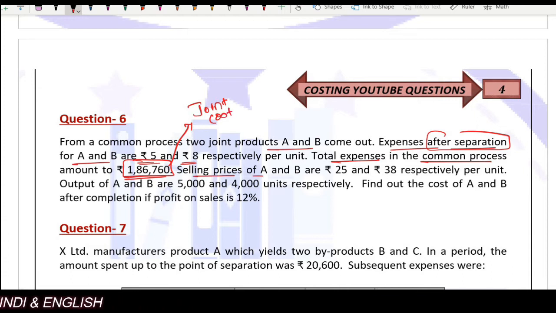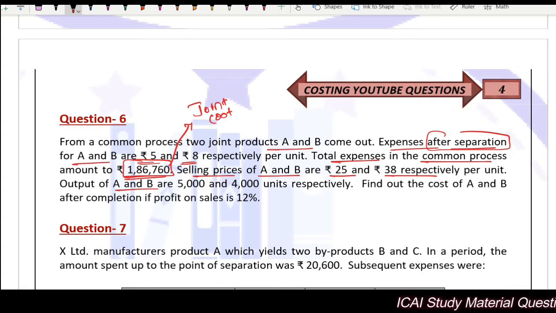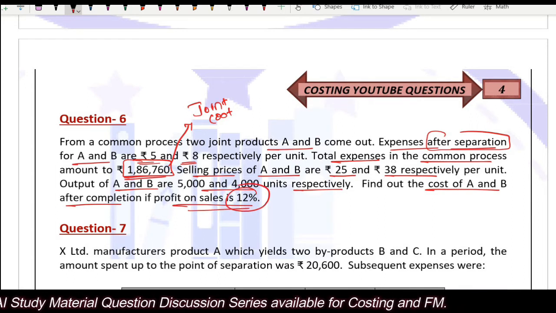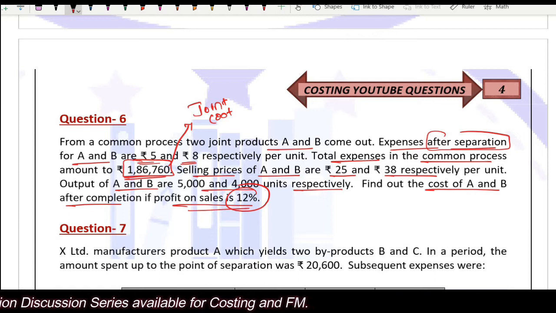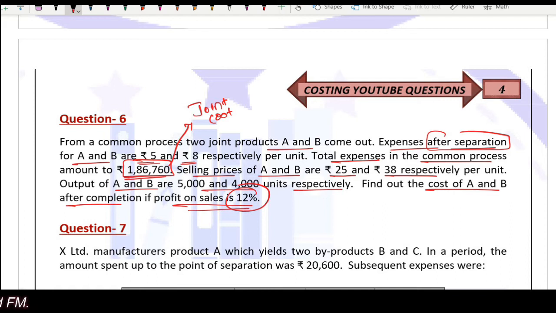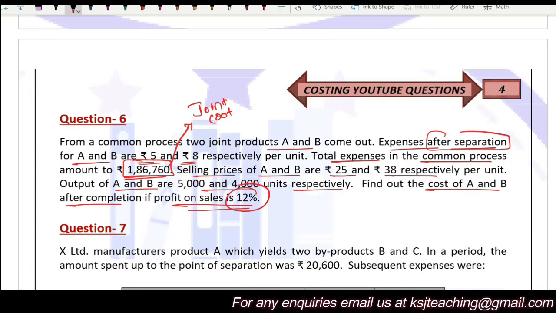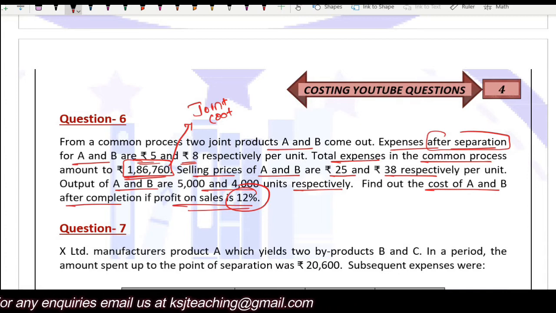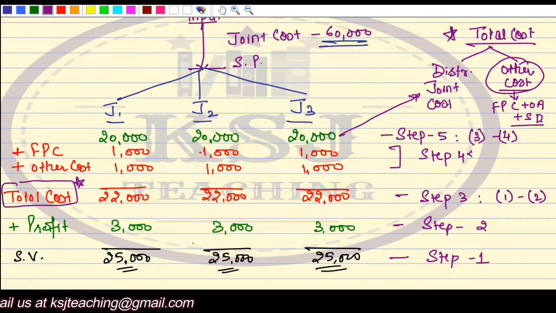Selling prices of A and B are 25 and 38 respectively per unit. The output of A and B are 5,000 and 4,000 respectively. Find out the cost of A and B after completion if the profit on the sales is 12%. Right? So you are given the selling prices, you are given the units, you are given the further processing cost. So you just have to walk from bottom to top, right? So let's try to solve this problem, question number 6. Okay, so let's do it. Question number 6.